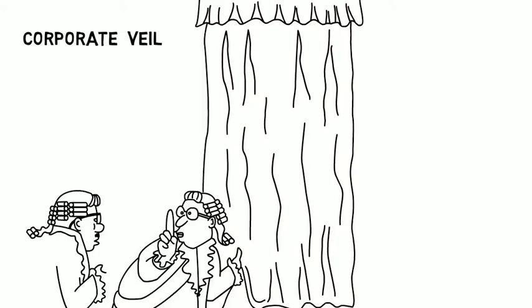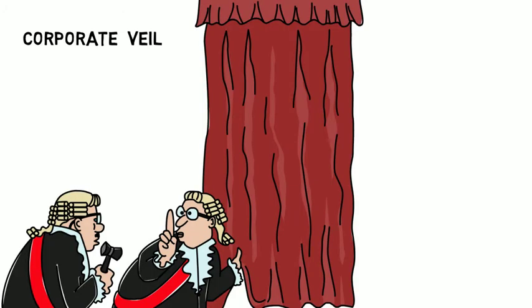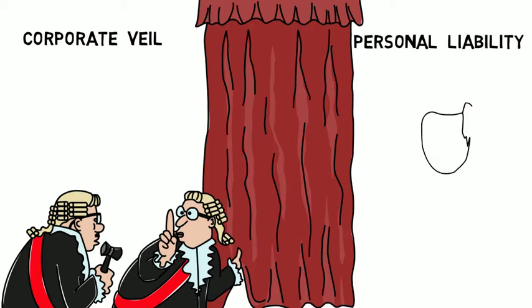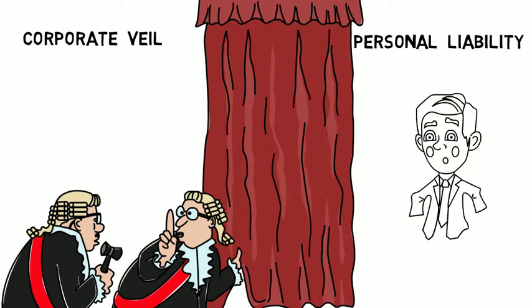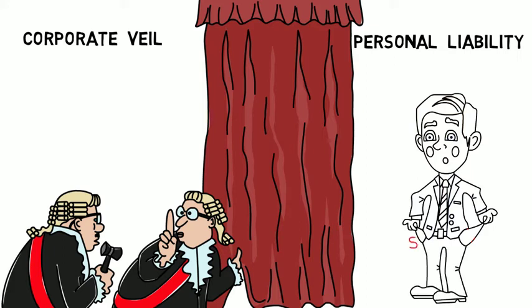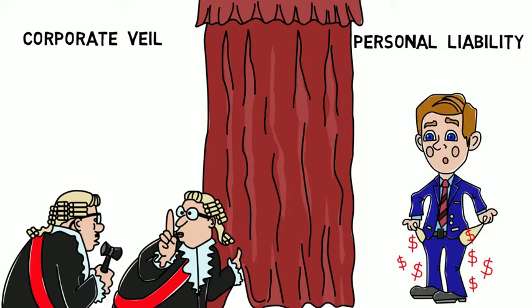For example, Section 588G of the Corporations Act imposes personal liability on company directors for company debts during insolvent trading. Parliament has elected to lift the corporate veil here to make directors accountable for financial management and to protect creditor interests.